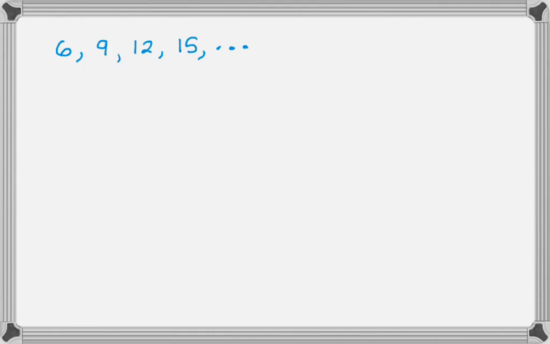So we have 6, 9, 12, 15. First thing you want to do is figure out the term numbers. So n equals 1 is 6, when n is 2 I get 9, when it's 3 I get 12, and when it's 4 I get 15. My goal here is to figure out what the common difference is.